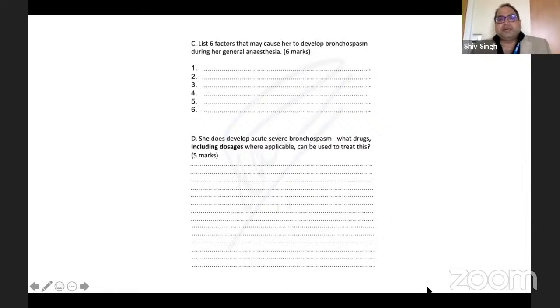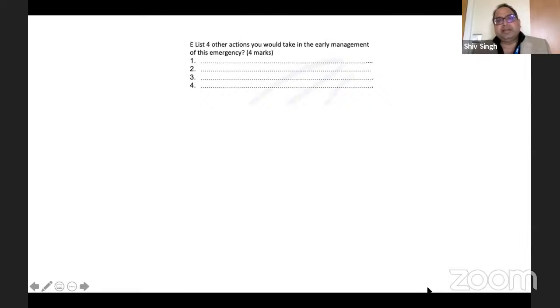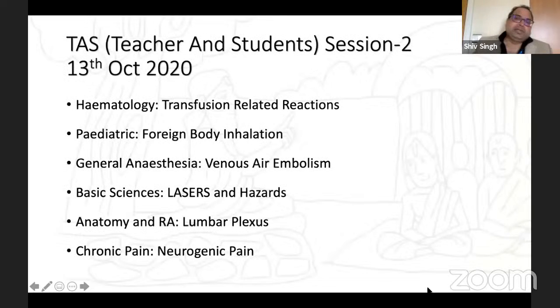So this is a 20 marks question, and you have to be very specific. So these are CRQs. And the last one is list 4 other actions you could take in the early management of this emergency. So the examinations are becoming a little bit tougher. If you do not have full knowledge of this condition, then you will not be able to answer these questions.